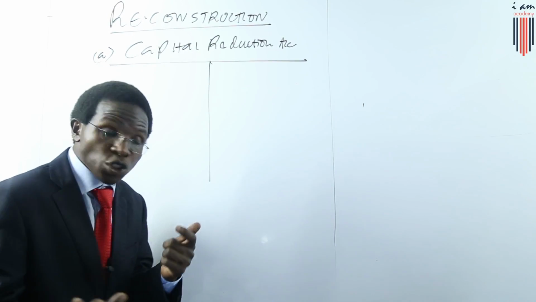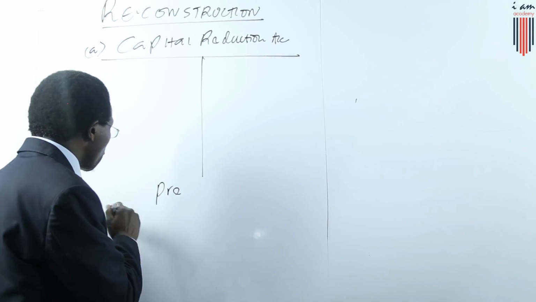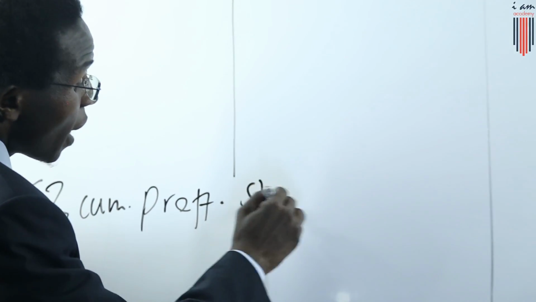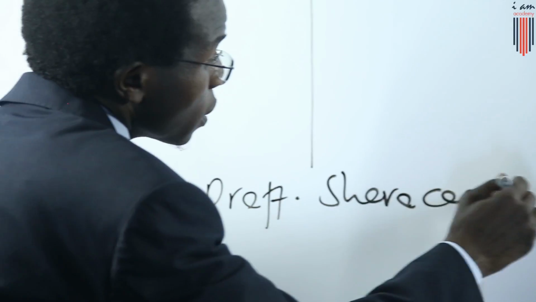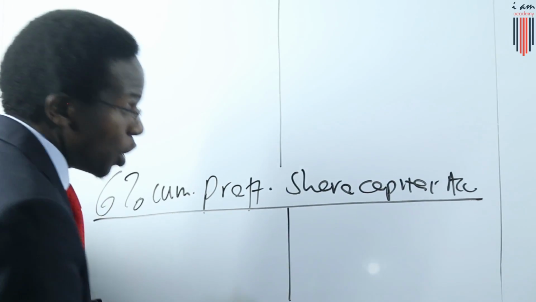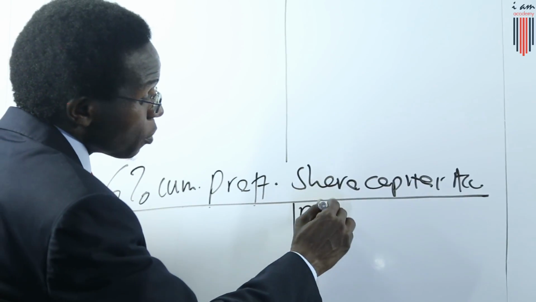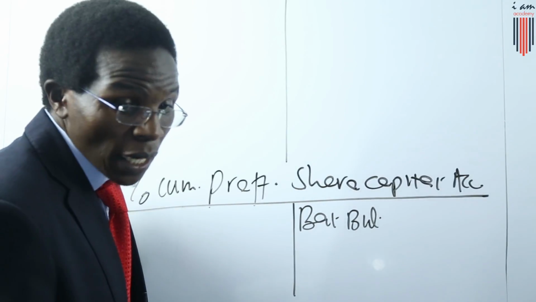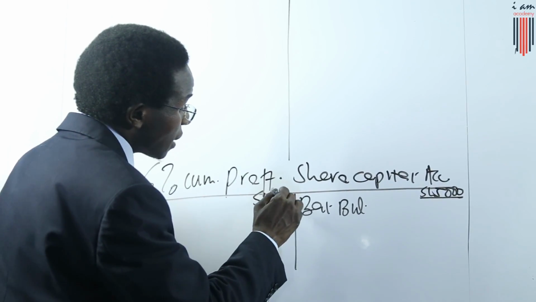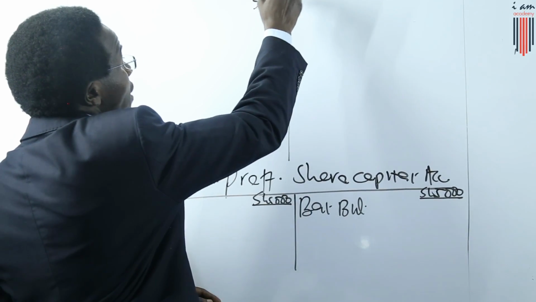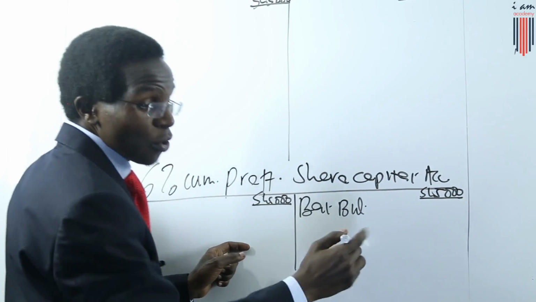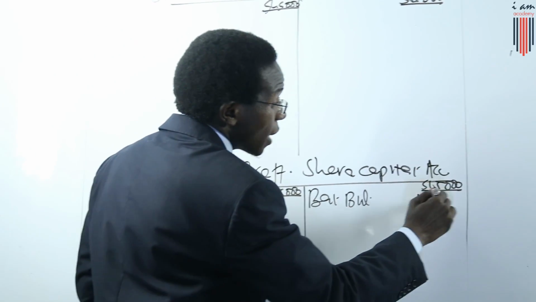For the purpose of revision, we may also want to open a 6% cumulative preference share capital account. You need to remember that there is a balance brought down. I may be using these figures in thousands, so let me summarize these figures in thousands. So I have a balance brought down of 150 million.